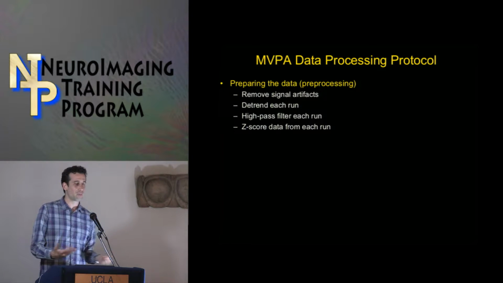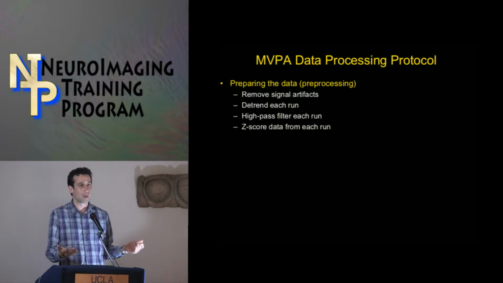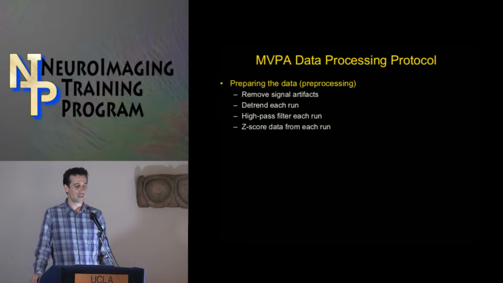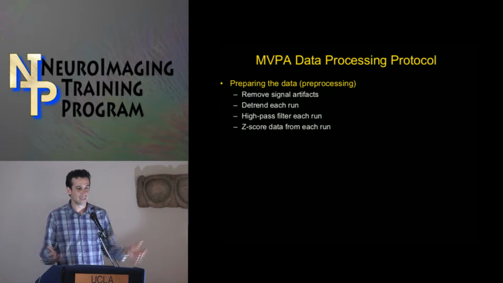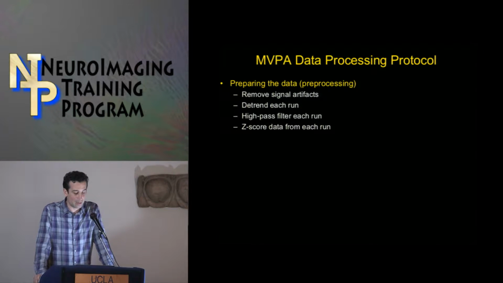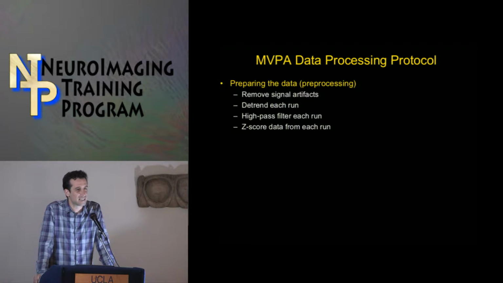So we have fMRI data, maybe you collected it for some other purpose, but your advisor tells you you should do MVPA on it, or you want to do that, or maybe you designed it specifically for this. What do you want to do to your signal? Many of the things you want to do are the same things that you would do for univariate analyses or connectivity analyses: you want to try to make the data as clean as possible.